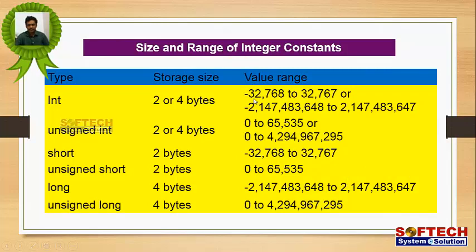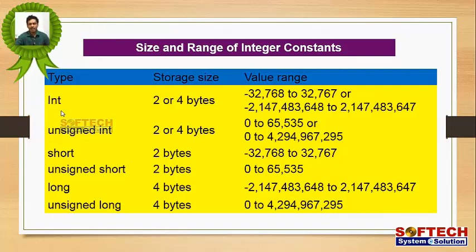Size and range of integer constant. Integer has some type modifiers. In C language, integer has a range, and if we want to store more than that range, we can use a type modifier. A type modifier is a keyword that helps to modify the type, that is, it modifies the range and size of the type.